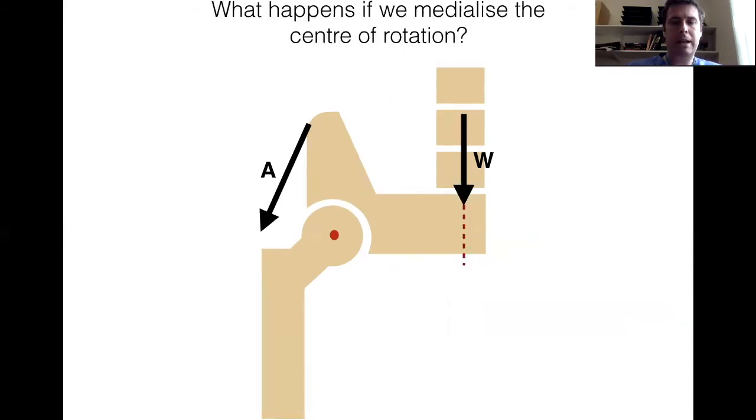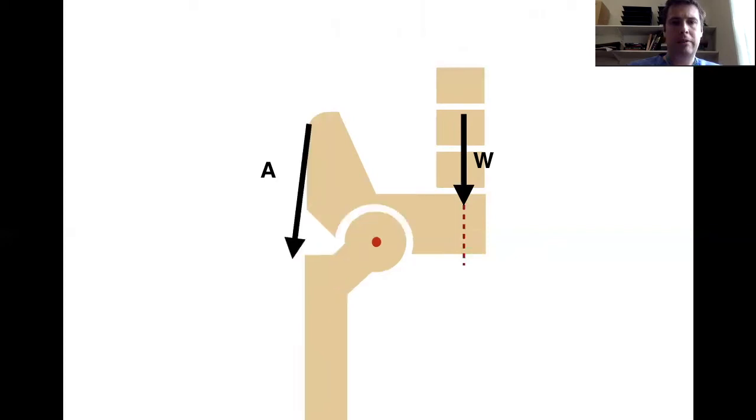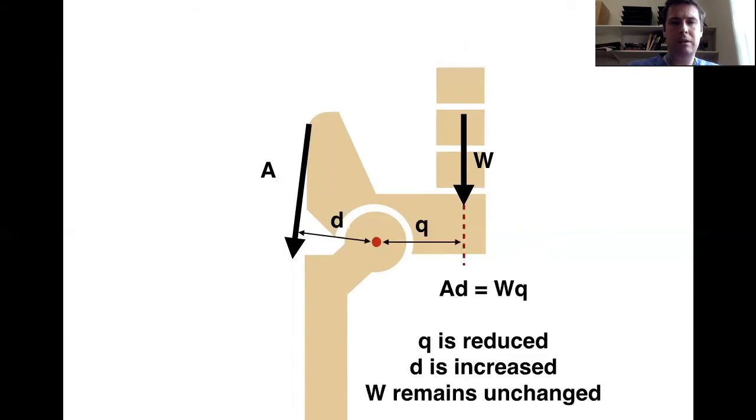So what happens if we now consider medializing the center of rotation, which has been considered in the past for total hip replacements to improve the wear characteristics of the implants? So if we medialize the center of rotation, as we've done here, essentially we have reduced the moment arm Q, so the moment arm of the body weight, and we've also increased the moment arm of the abductor muscles. We know that the patient's body weight in this scenario has remained unchanged. So what effect does that have on our abductor muscle force?